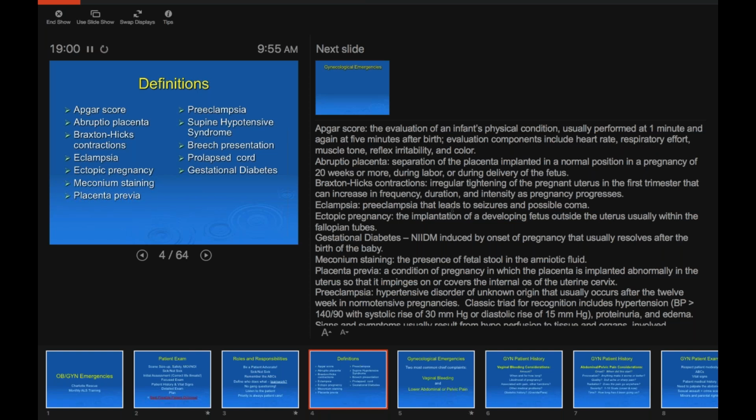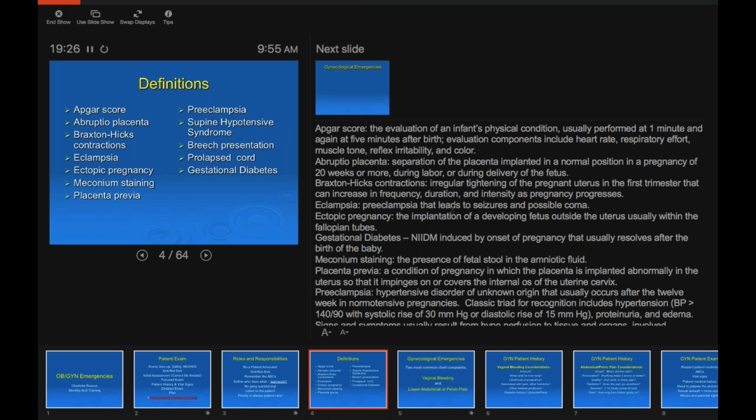What about Braxton Hicks contractions? What are those? Those are early ones, right? What do you guys think? Braxton Hicks. Is it fake contractions? Right, the false contractions. They come early and they're actually false. What about eclampsia?